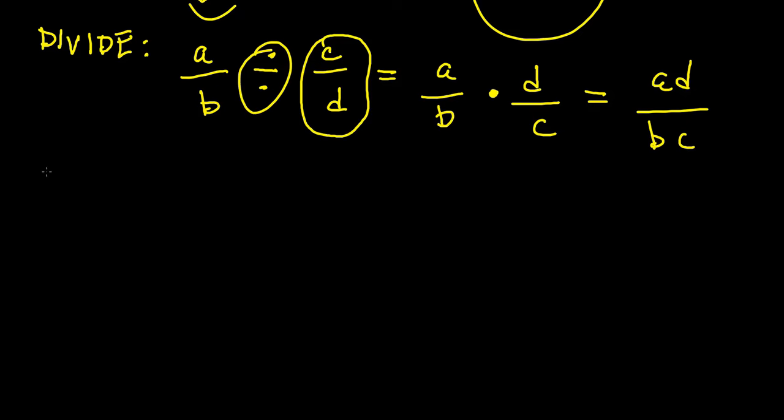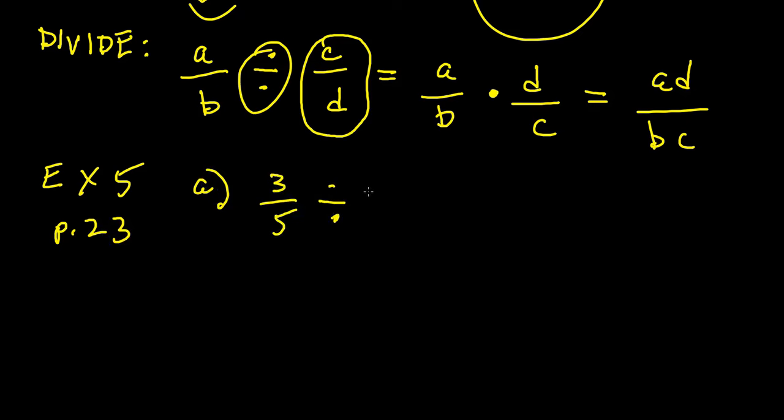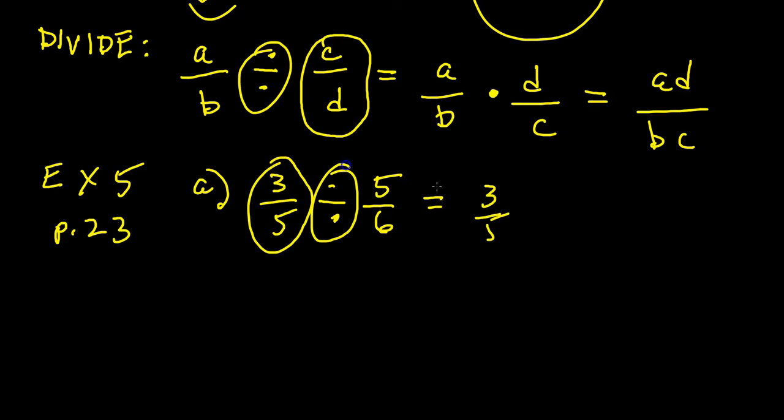All right, let's look at some examples. Example in the book, example 5 on page 23. Example 5a, we are asked to divide 3/5 divided by 5/6. All right, not a big deal, just a minor change will turn it into a multiplication problem, right? Keep, change, flip the divisor fraction into 6/5.